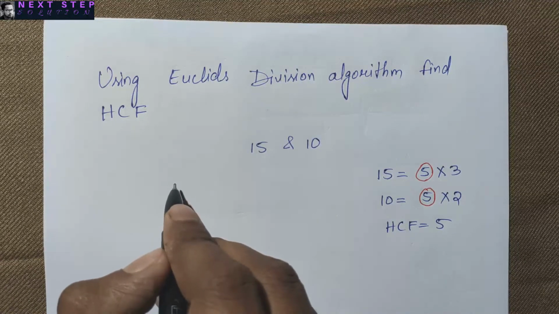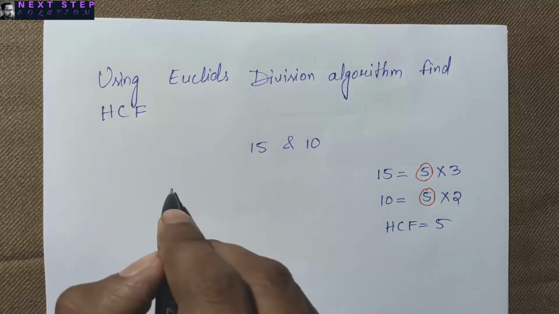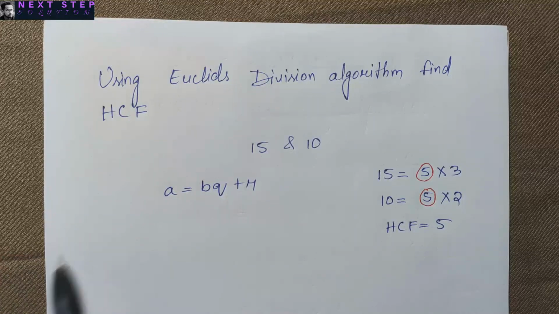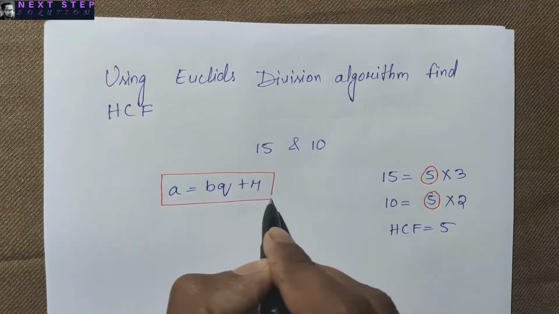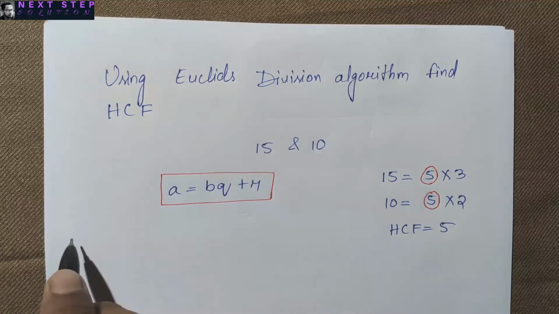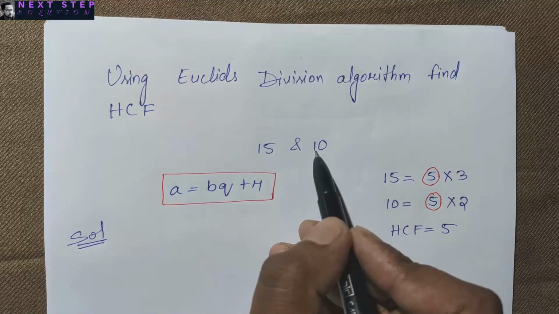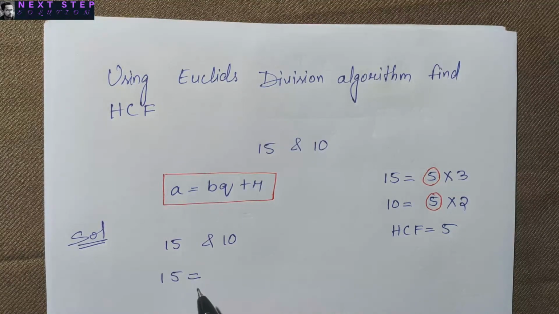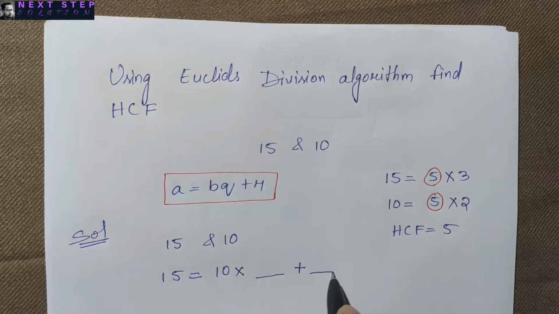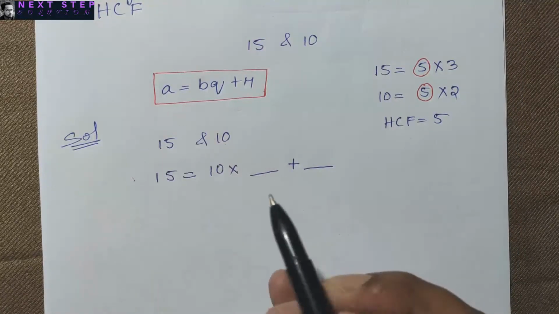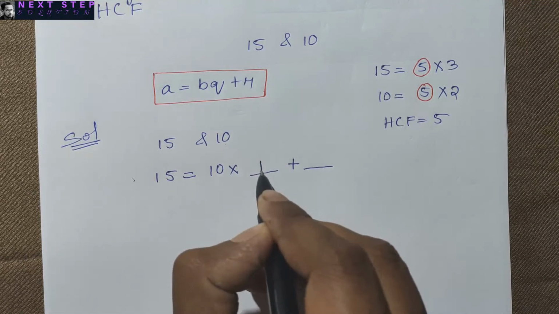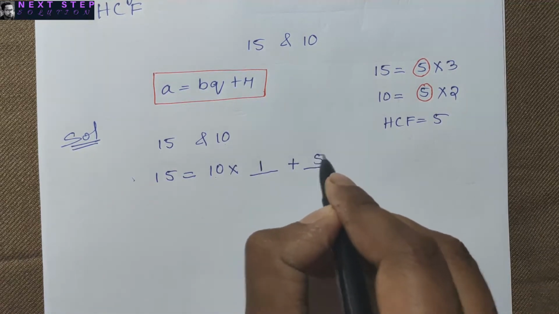Now what was Euclid's division lemma we are going to use here to find the HCF? It said that A equals BQ plus R. Coming back to this question, the two numbers are 15 and 10. We take the greater one, 15, and write it as 10 multiplied with a number and then added with a number to get 15. If we multiply 10 with 2, it becomes 20, already greater than 15. We cannot take that, we have to multiply 10 with 1. 10 ones are 10. 10 plus 5 makes it 15.